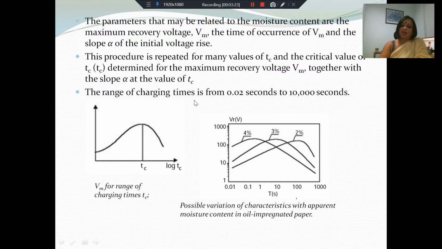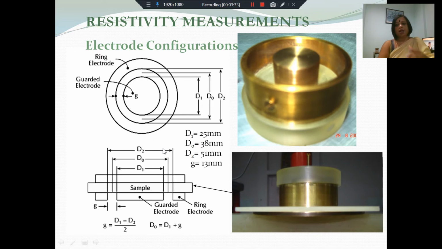The range of charging times is from 0.02 seconds to 10,000 seconds, and comparisons will be made for a fixed Tc for the time to Vm. Apart from this, we may also perform resistivity or conductivity measurements.